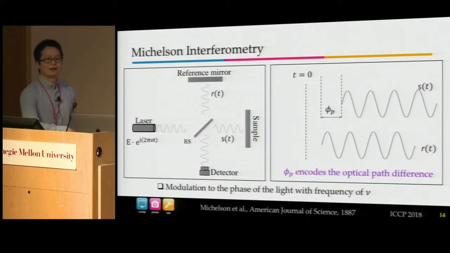So how can we get the depth information with Michelson interferometry? Intuitively, you can think of it in this way. Here's our signal from the sample, and this is the signal coming from the reference mirror. We compare the phase delay between these two signals, and the phase delay here encodes the depth information.